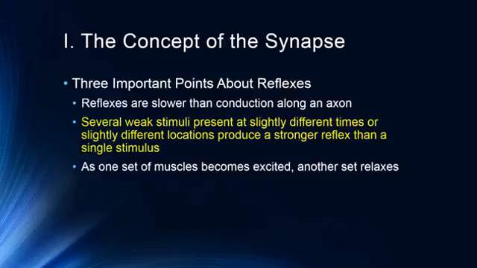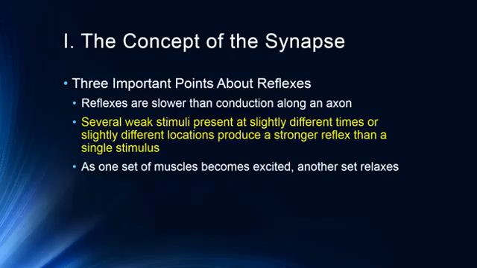3 important points to know about reflexes. Reflexes are slower than conduction along a single axon. We also know that several weak stimuli present at slightly different times or slightly different locations can produce a stronger reflex than just a single stimulus. And also, as one set of muscles became excited, another set relaxed. So that tells us very important things about why reflexes told us so much about how neurons work, because what's happening is we get excitation along one path and inhibition along another. And so as a result, we get differing responses based on that reflex arc.